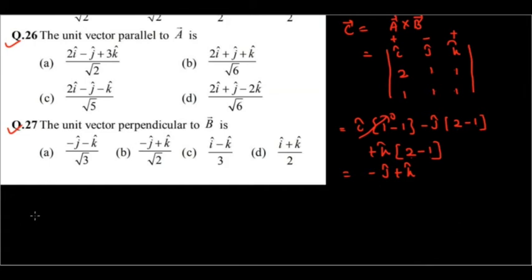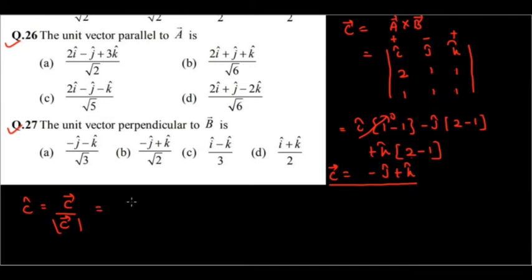So we have to find what is c cap, because we have to find the unit vector which is perpendicular to vector A. So we got that this c vector, which is equal to minus j cap plus k cap, is perpendicular to A, but this is not the unit vector, because a unit vector has magnitude 1. So how to find c cap? We know that c cap is equal to c vector divided by c vector magnitude.